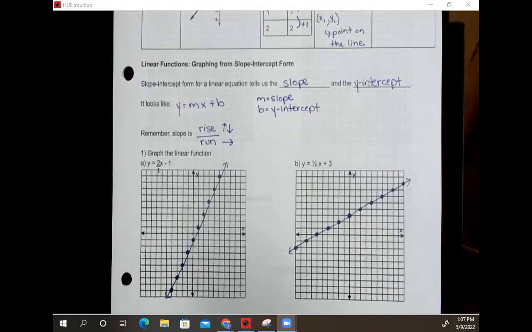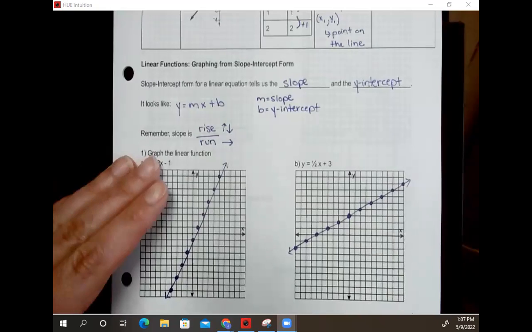We've got a few more examples graphing from slope-intercept form that we're going to take a look at on the next page. So if you would for me, please go ahead and turn the page.